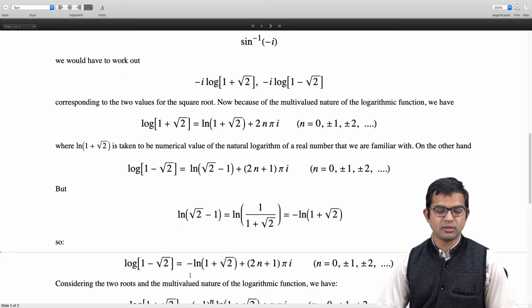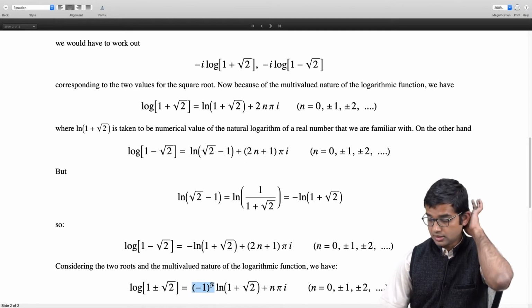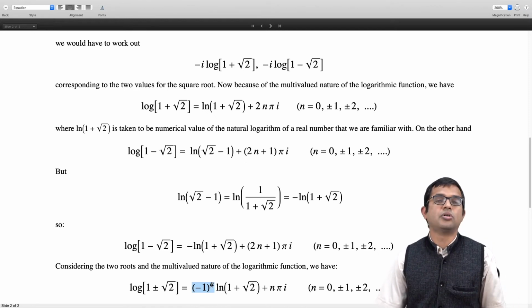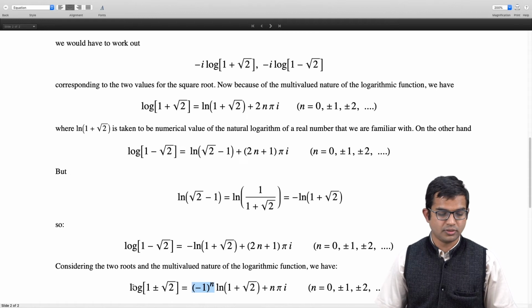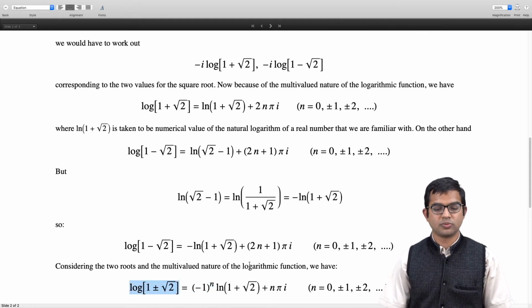So we can combine both of these together and write it in this form, right, and allow, instead of saying 2n plus 1 times pi I and 2n times pi I, you can just say n pi I and allow all integers and just take care of the sign change involved here. If n is even, then it must be plus, and if n is odd, it must be minus. So in fact, there is this compact way of writing log of 1 plus or minus square root 2.